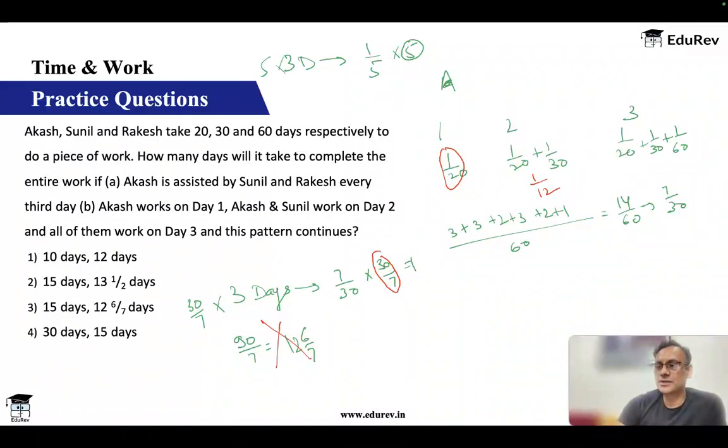And day 3, you again have 1 by 20 plus 1 by 30 plus 1 by 60, this is 1 by 10. So work happening on day 1 is 1 by 20, day 2 is 1 by 12, and day 3 is 1 by 10. All these days different work is happening. Okay, so we'll need to correct here.